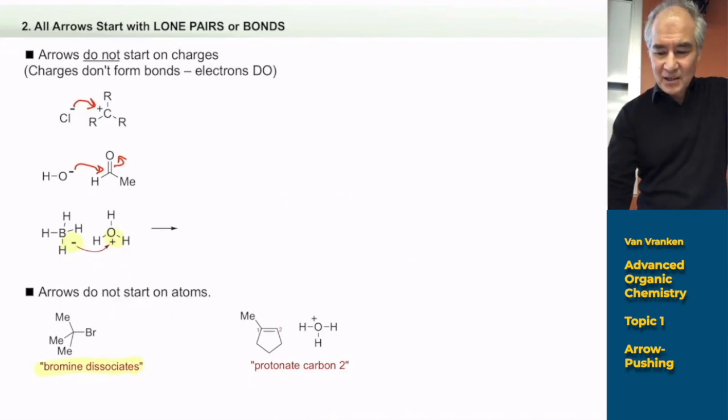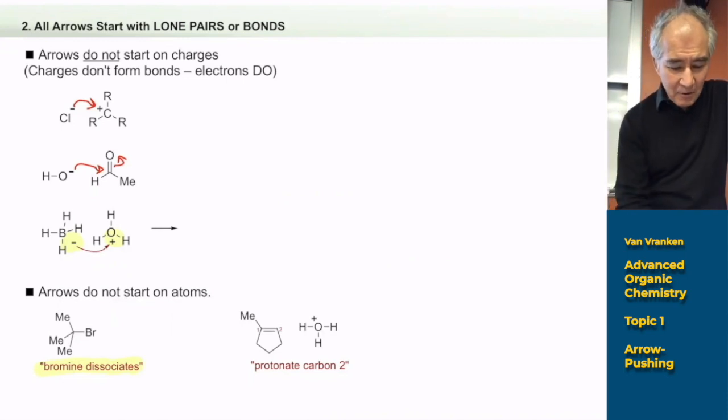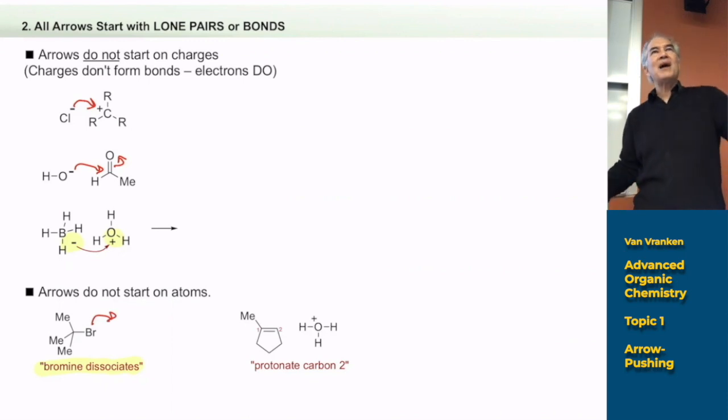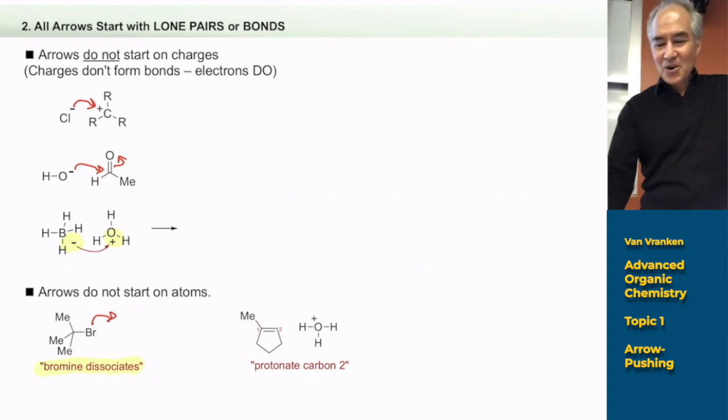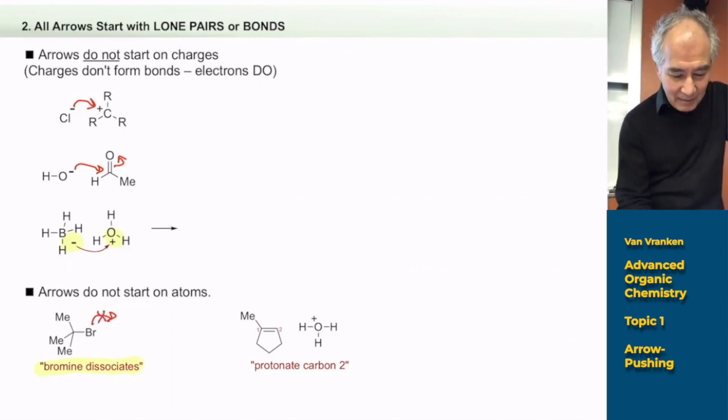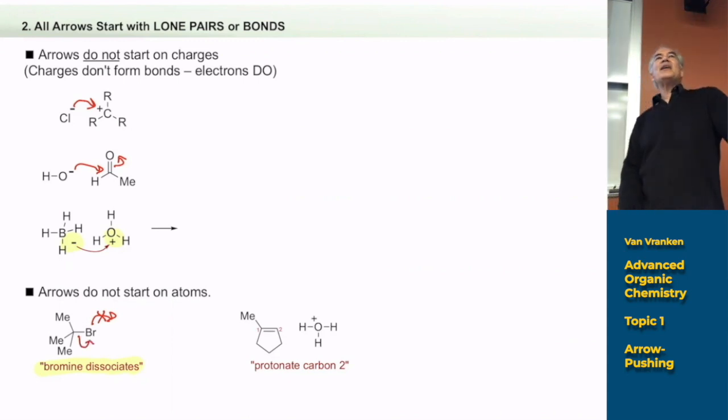Your arrow pushing should not look like this. Your arrow pushing should not be used to show that bromine pops off. That's not what arrow pushing is for. Let me just put an X through that because that's killing me. Your arrow pushing should look like this. You break the bond and you give the electrons to bromine. You're not supposed to show the motion of the bromine atom.